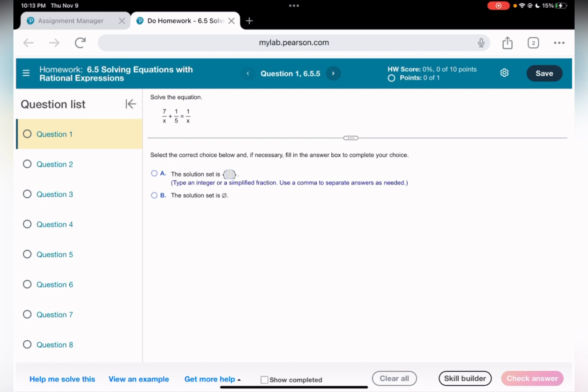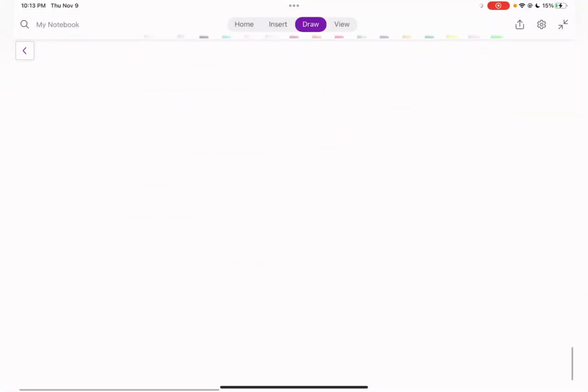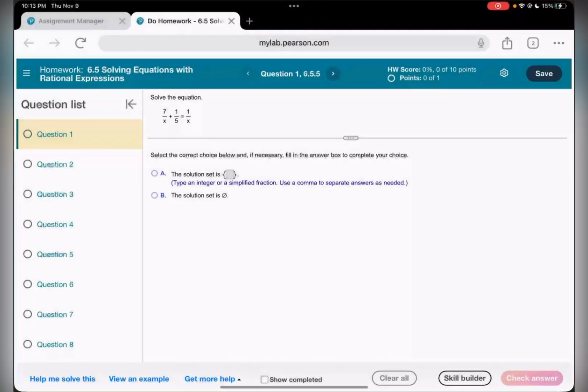Okay, we are going to work on homework chapter 6.5, solving equations with rational expressions. Well, let's start with 7 over x plus 1/5 equal 1 over x, right? Let me double check one more time.